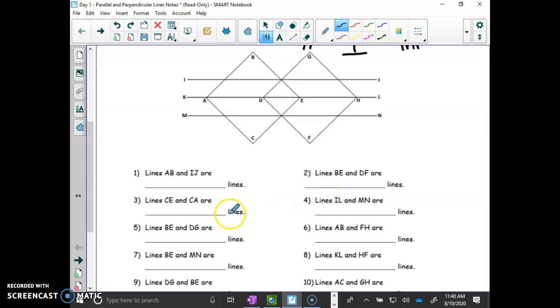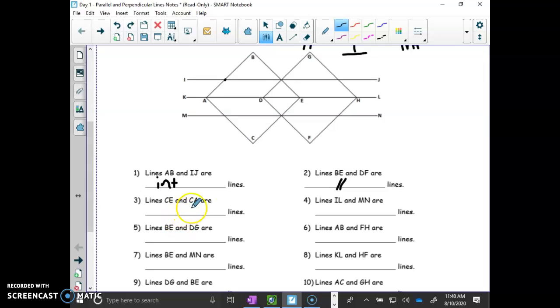Okay, so this says line AB and IJ. Do they appear to be parallel, perpendicular, or intersecting at this point? Intersecting. They're just intersecting lines. They're not parallel. They're not perpendicular. How about lines BE with DF? BE, this line, and DF. If we continued those forever, what would they be? If you're saying parallel, you're right on the money. Parallel.